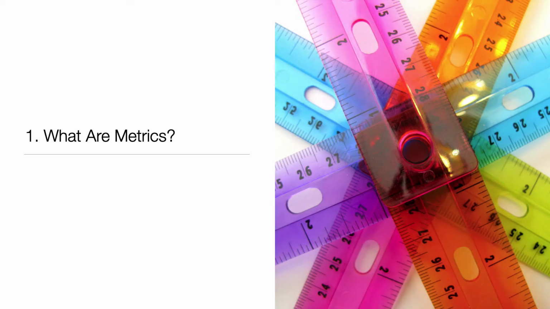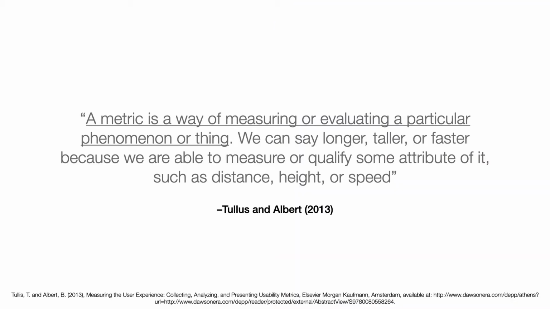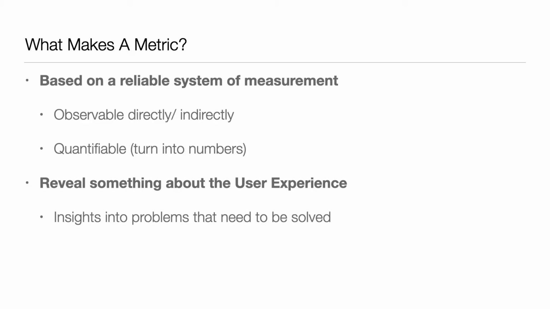What are performance metrics? Well, a metric is a way of measuring or evaluating a particular phenomenon or thing. So we can say it's longer, we can say it's taller, we can say it's faster because we are able to measure or quantify some attribute of it, such as distance, height, or speed. Now that is from Tullis and Albert, references at the bottom of the screen, and it really sums up that a metric is something that you measure.